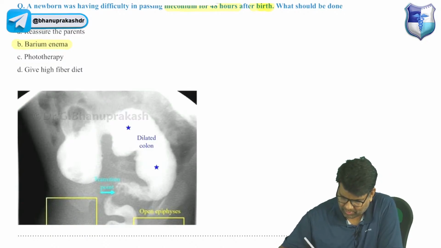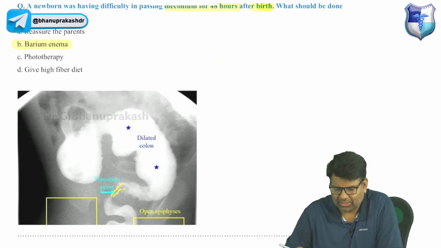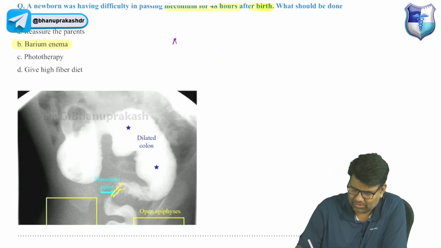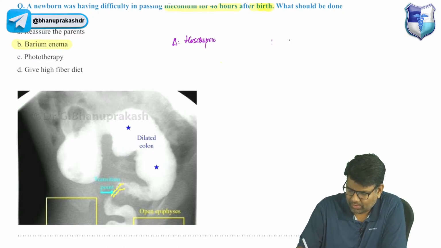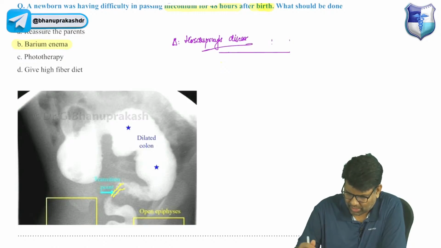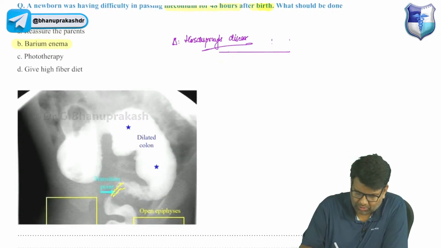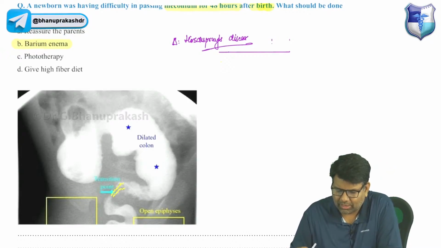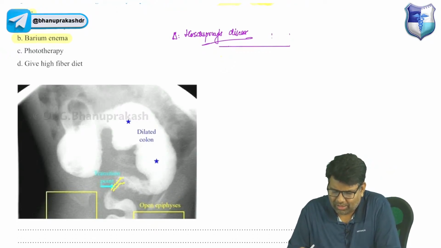the area of aganglionosis and proximal dilatation. Yes, Hirschsprung disease. Okay. Start with barium enema. It is also next. Start with enema. Aganglionic megacolon.